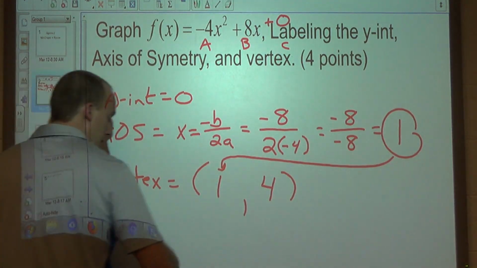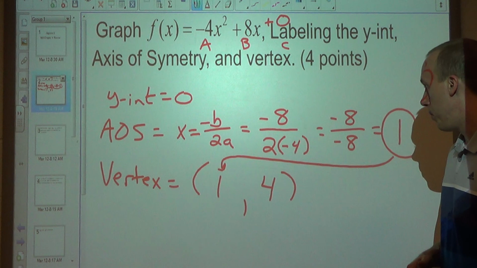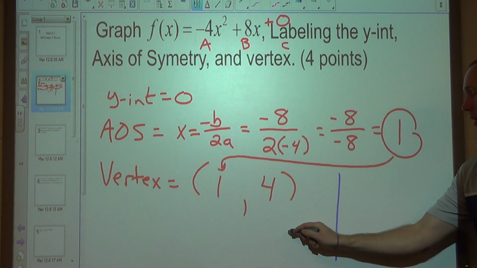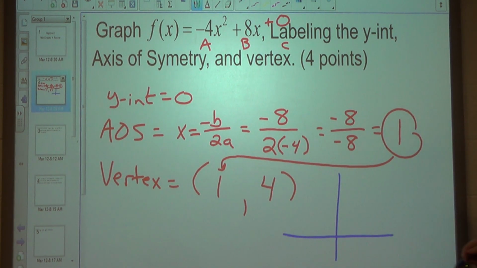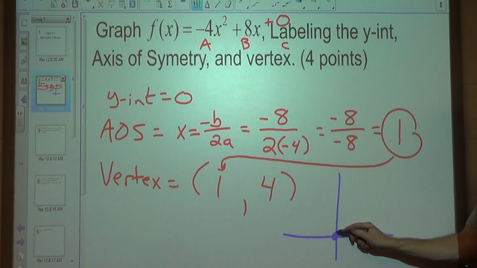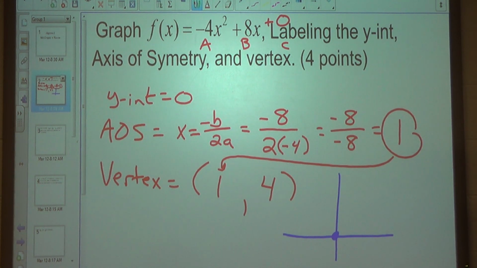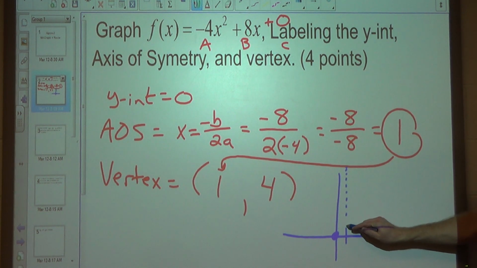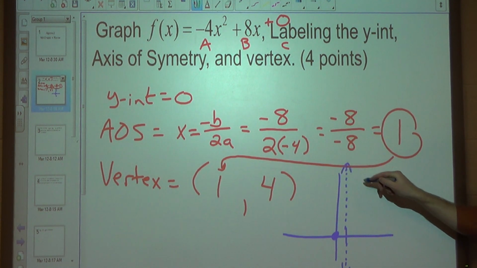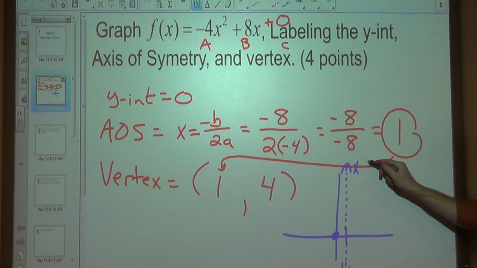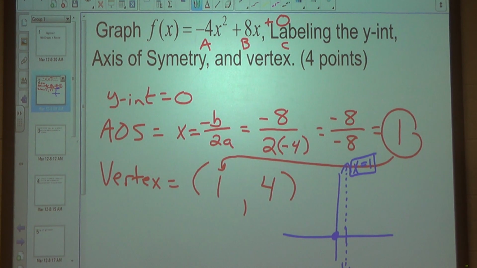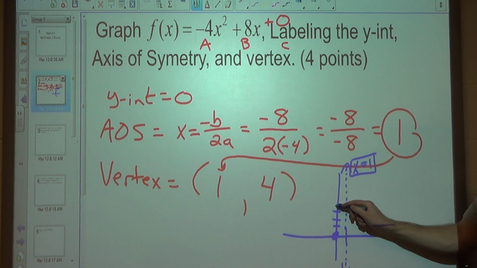So then from that step, we can graph it. Y-intercept of 0, so you put a dot at 0. Axis of symmetry is at 1. And what is the axis of symmetry again? That's that vertical dotted line that we draw in. And I will label it x equals 1, so I need to label that for the test. And then the vertex is at 1, 4, so over 1 and up. 1, 2, 3, 4.